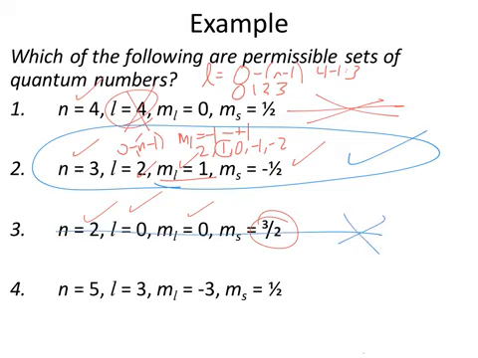If we look at the last one, n is equal to 5, that's fine. L rests in the range from 0 to n minus 1, that's fine there. The values for ml, again, are negative L to positive L. If L is equal to 3, that means 3, 2, 1, 0, negative 1, negative 2, negative 3. So negative 3 is fine. And the last one is the spin. There's no sign there, which automatically means it's positive. So this one is going to be permissible.